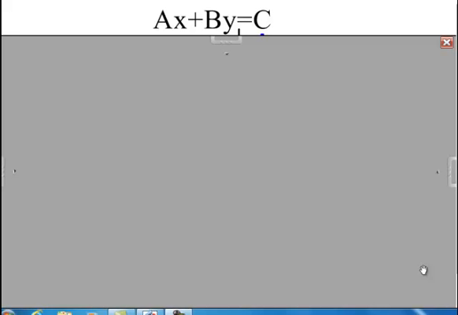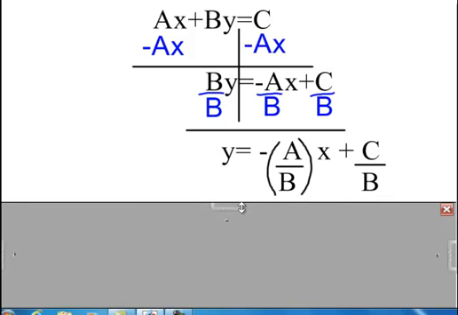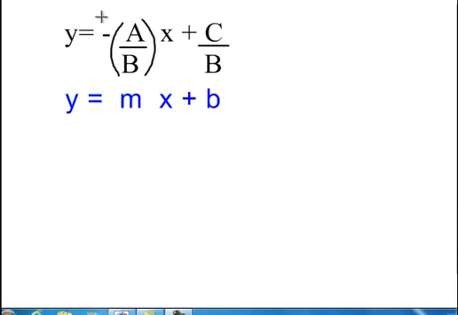Yeah, let's do it! The first step in isolating y would be to subtract ax from both sides. This will now give us by equals -ax plus c. To isolate y altogether, we need to divide each and every term by b. This ends up giving us y equals the opposite of a over b times x plus c over b. We got some neat things going on here. Check this out. Whoa, this is so cool.